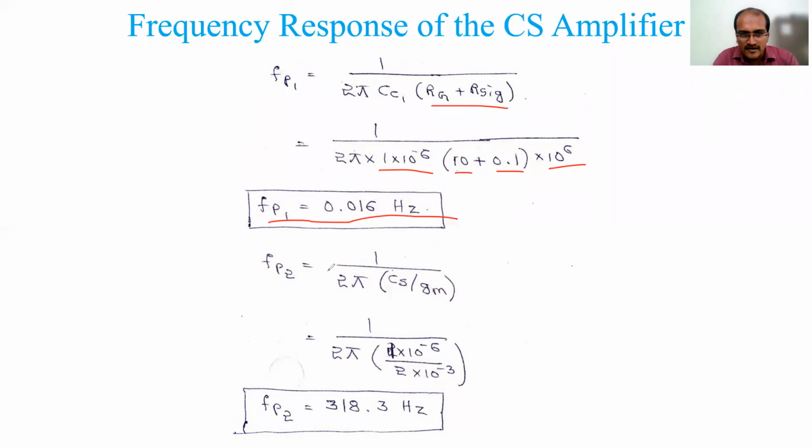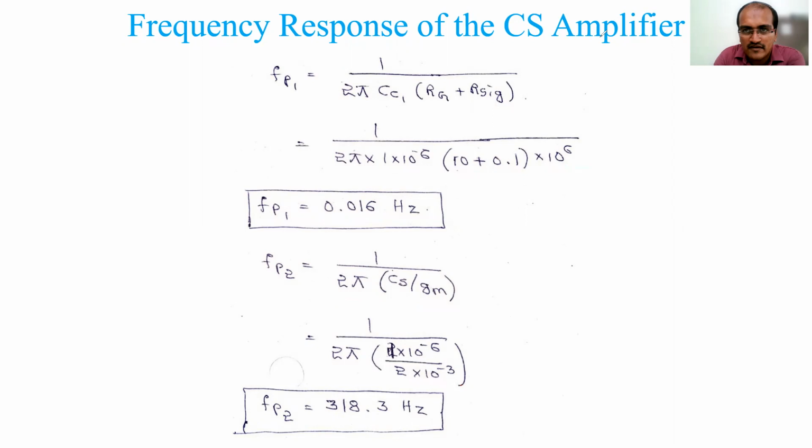Similarly, fE2 depends on the CS, bypass capacitance, given by 1 by 2π CS by gm, right? CS is given as 1 microfarad. Substitute 1 microfarad divided by the gm value, 2 milli, which is 2 into 10 to the power minus 3. Again use the calculator: 1 divided by 2π into 0.5 into 10 to the power minus 3. You'll get 318.3 hertz. In my calculation I get this value, so please verify the answers.